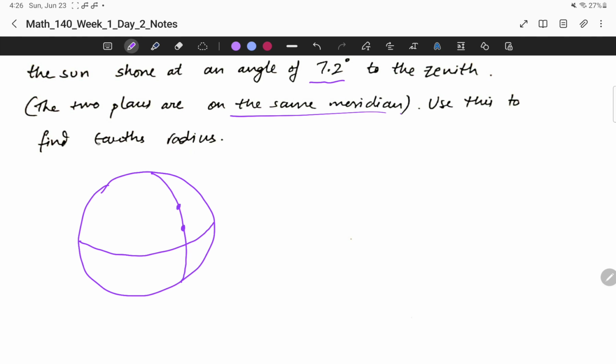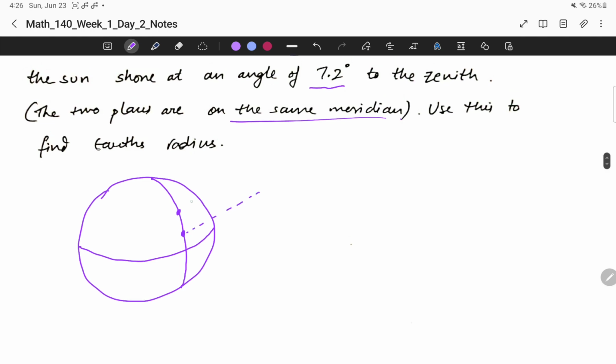So what's happening is that the sun ray is straight here, but the sun rays are not straight here. They're at an angle of 7.2 degrees. If this is the center, then this angle is 7.2 degrees, and you know that the actual distance between the two places is 500 miles. Now this distance is on the surface of Earth. It's the actual physical distance, so it's the curved distance.